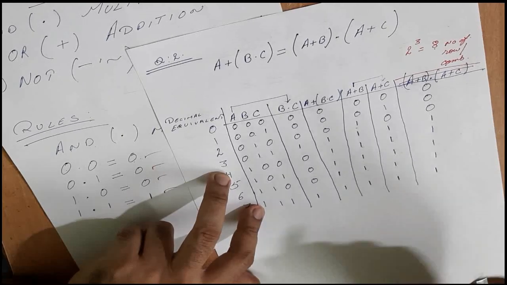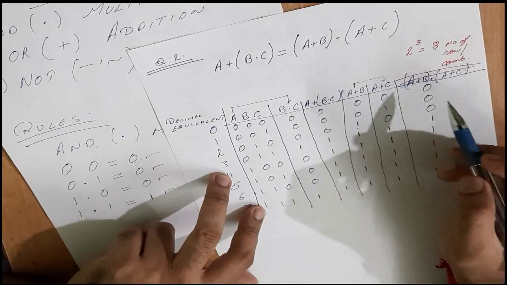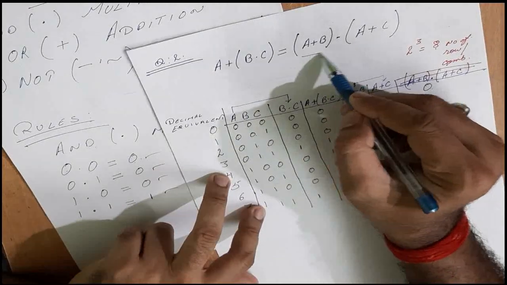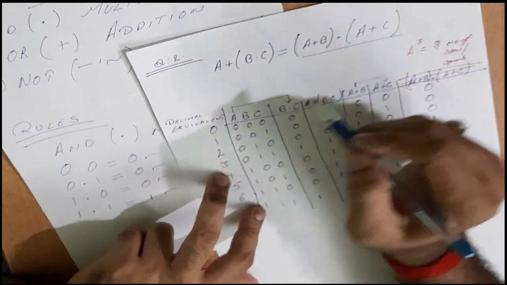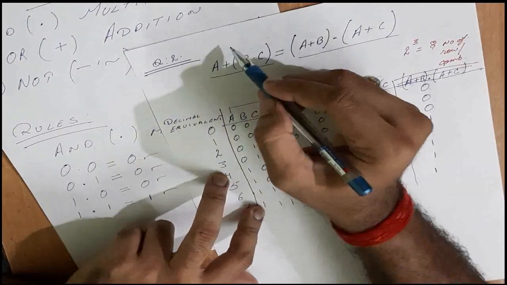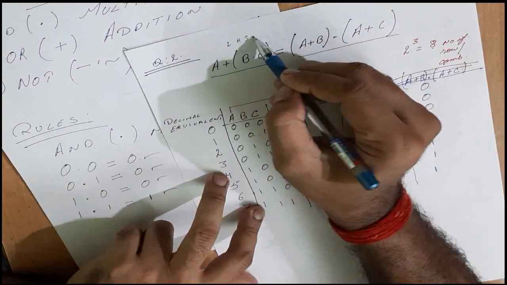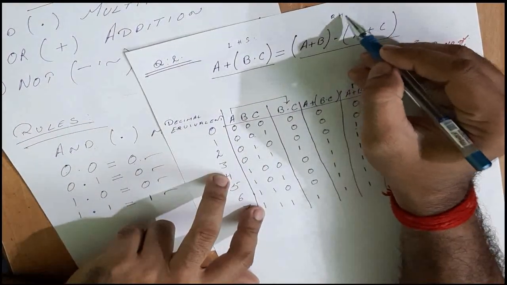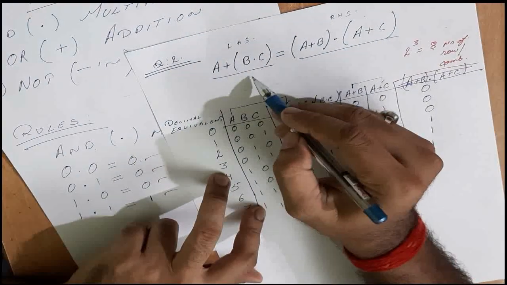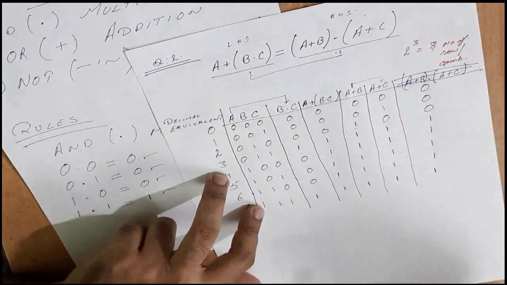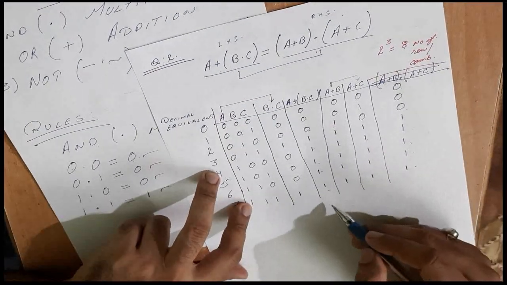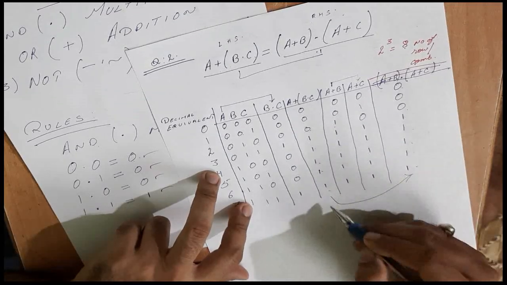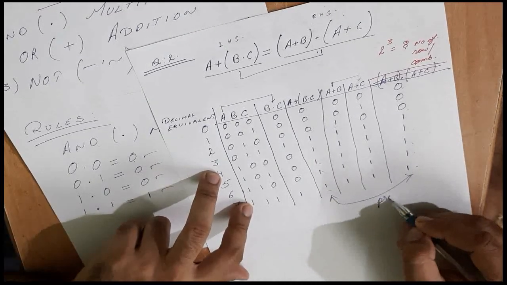Right? So, we can conclude, students, the result of the left hand side and right hand side is the same. That means these two are the same. So hence proved.